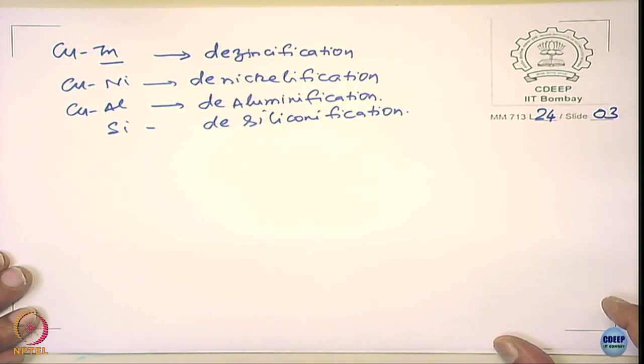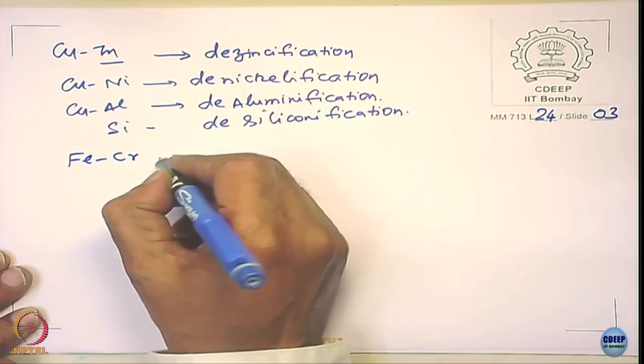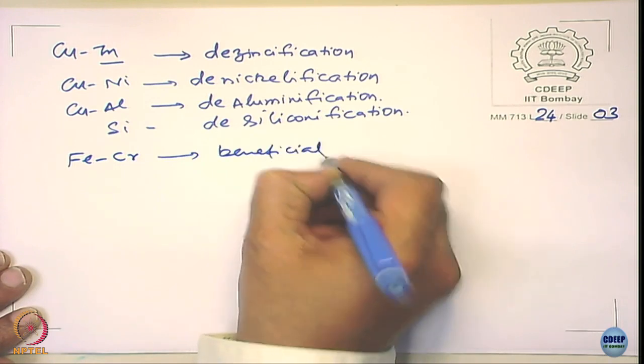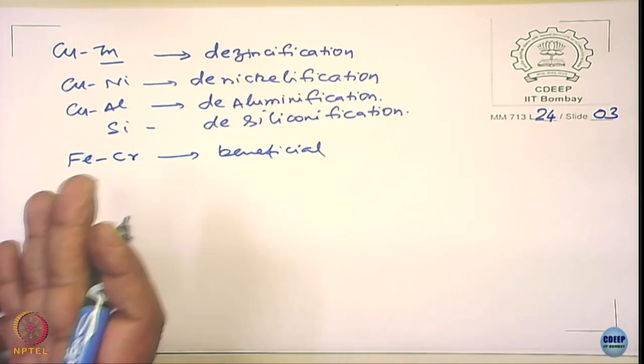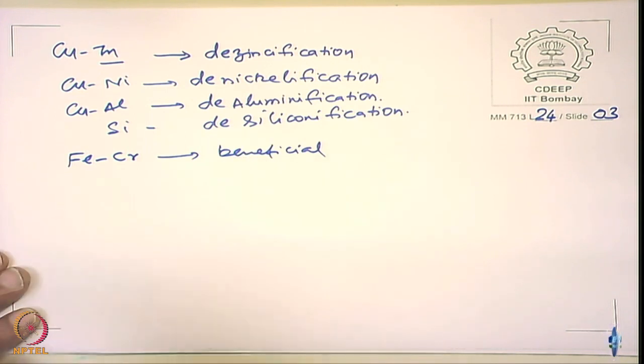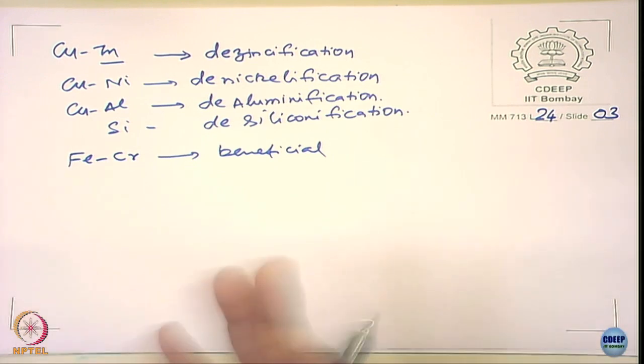Sometimes selective dissolution, preferential dissolution, is beneficial, right? What example? Iron chromium, it is beneficial. Why? They form passive films. Okay. So you need to contrast how this is really happening.